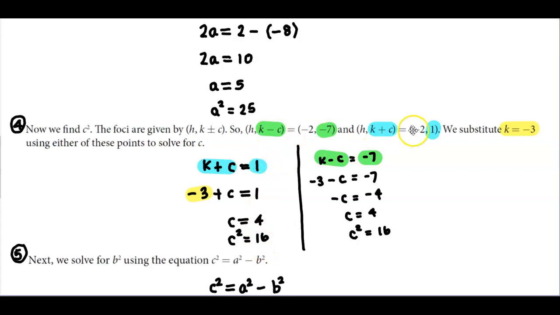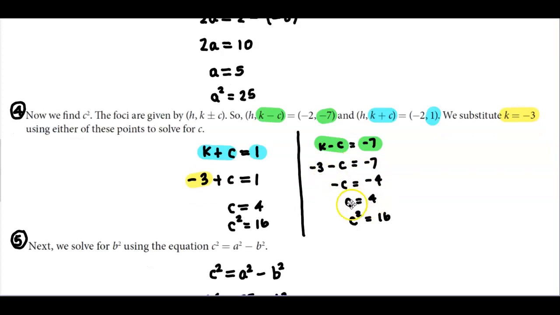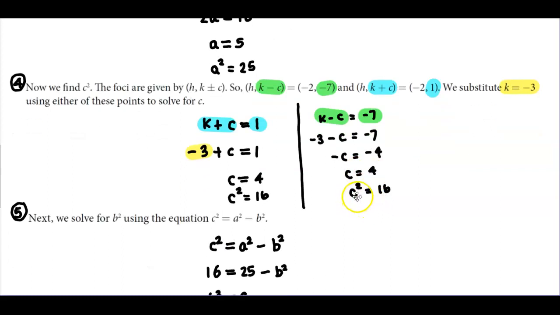Now it doesn't matter which one we choose to use, and I'm showing you both. If we let k minus c equal -7, and again substitute k to be -3, when we solve for c by adding 3 to both sides, we get -c equals -4, then c is equal to positive 4, which again gives us c squared equals 16. So you can see that we're going to get the same answer. It doesn't matter which equation you use.